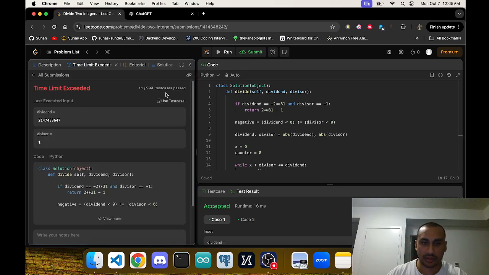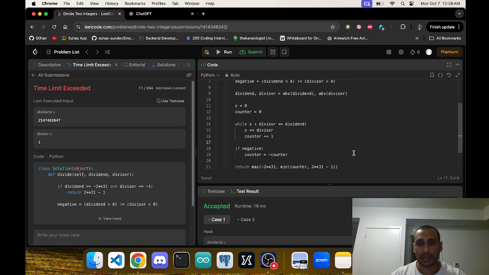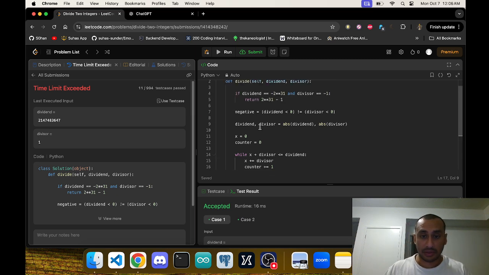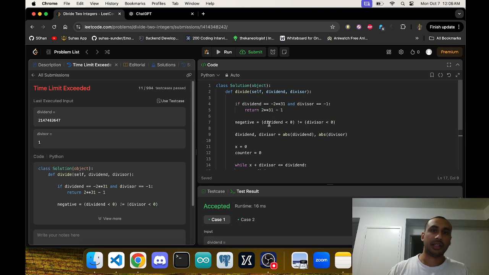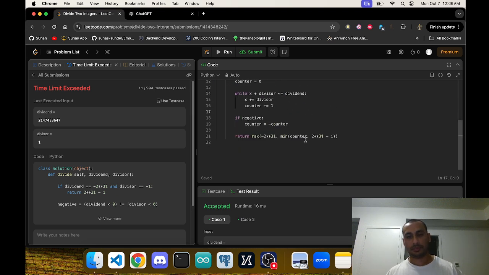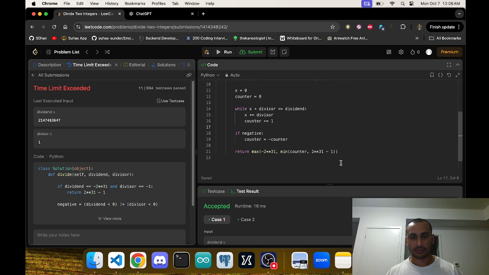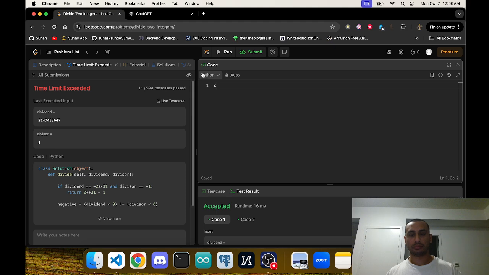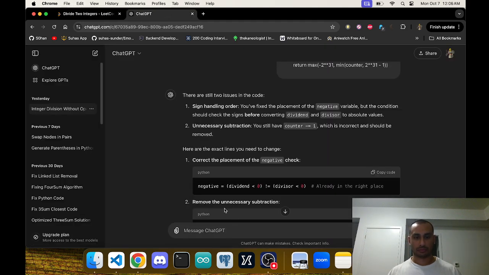Time limit exceeded. Okay, so this is what it's going to do, where it says we have to use the shift bit registers. Because right now we're just incrementing by one, so we're adding 3. If you have 10 million and you're dividing by 3, it's going to take forever, right? So we have to go shift bit register to get doubles, to get multiples, and you get the max multiple that'll fit. So let's do that. So we've solved the question at this point. Now we just have to do it within the time complexity.